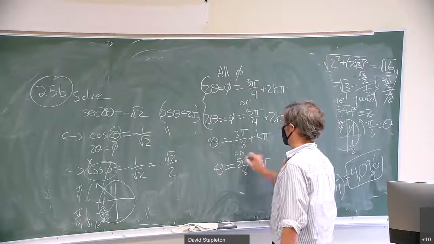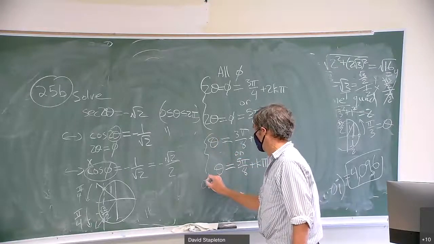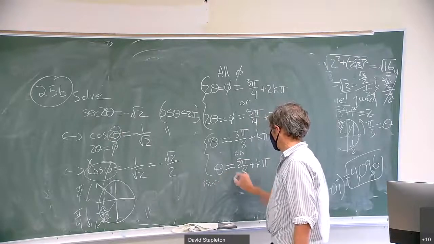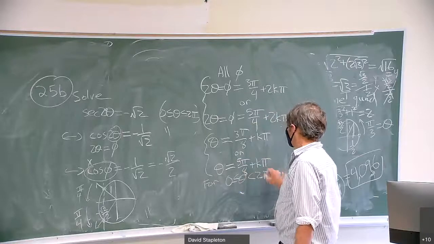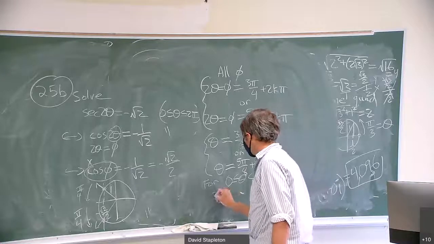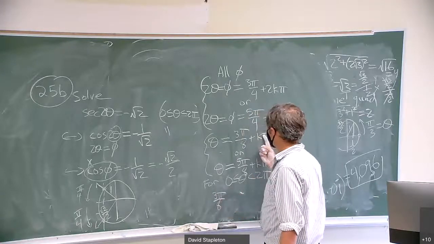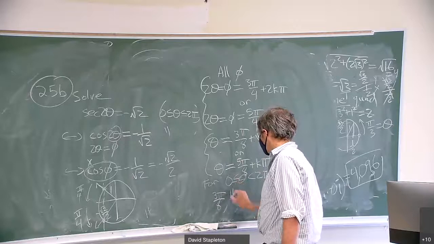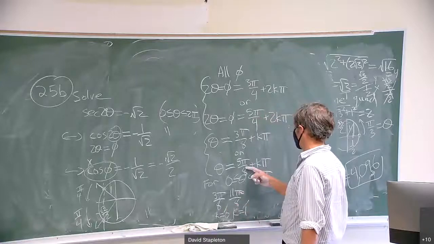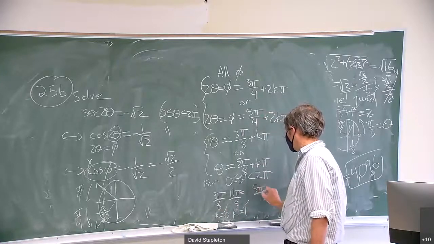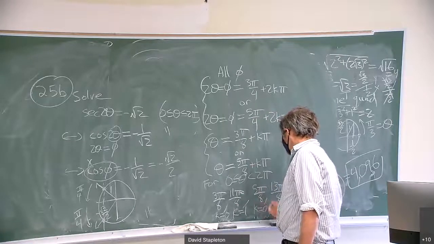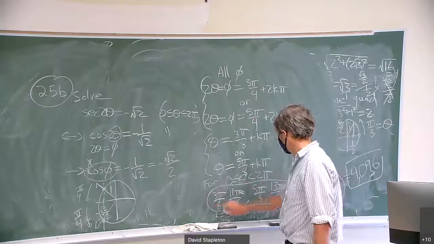Then you have to figure out which of those are between 0 and 2 pi. I'm out of time, so I better just write this down real quick. It turns out that k equals 0 and 1 works in both equations. So you get 3 pi over 8, and 3 pi over 8 plus pi is 11 pi over 8. That's k equals 0 and k equals 1 in the first equation. Then the second one, same thing: k equals 0 and 1 gives you 5 pi over 8 and 13 pi over 8. That's the answer for that one. 4 angles. How about that?